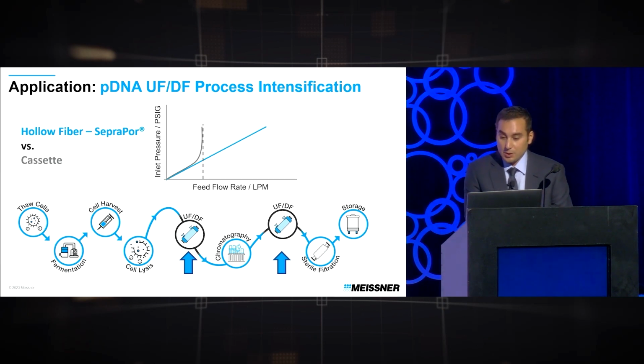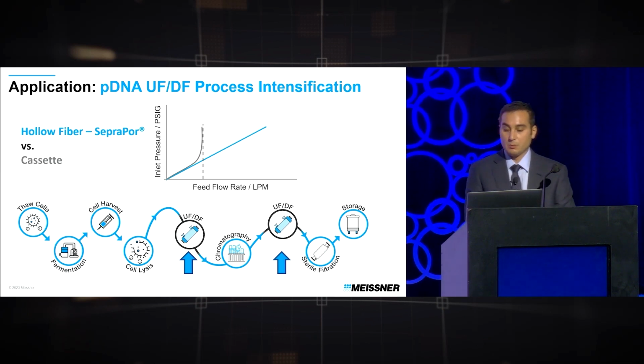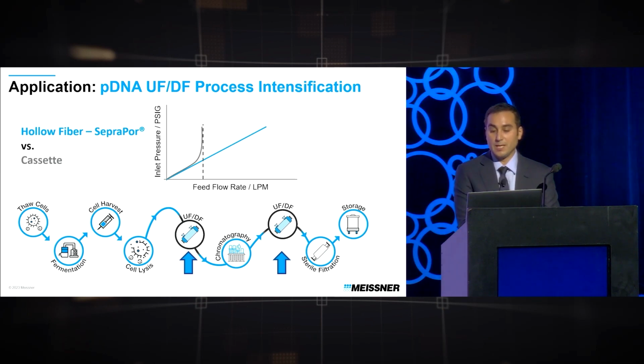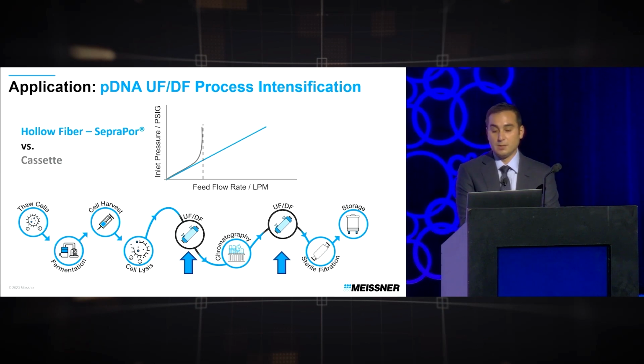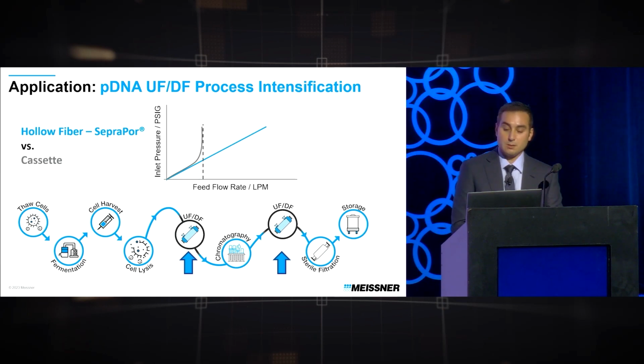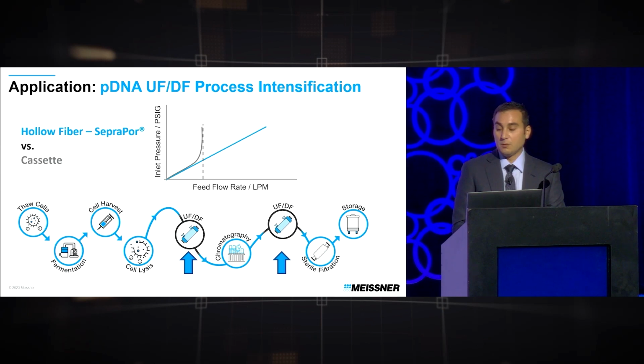And finally, in the final section, we'd like to highlight a recent SepRapport ultrafiltration application where it was successfully used in the purification of plasmid DNA, specifically in the UF-DF step. So in this process, as shown here in the diagram, SepRapport was used prior to chromatography and sterile filtration. So using SepRapport, we demonstrated that we can achieve process intensification in comparison to traditionally used cassettes. Ultimately, hollow fibers allow us to overcome design limitations in cassettes that prevent high filter throughput, as illustrated in this graph. This is something the end user experienced.